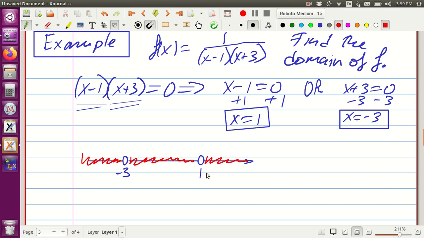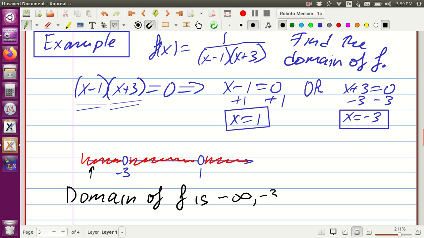We have to say that the domain of f is, so what is this first piece over here? It starts all the way to the left at -infinity, and it goes all the way to -3. Now this piece in the middle, it starts at -3 and it goes to 1. And the last piece starts at 1 and goes all the way to infinity.